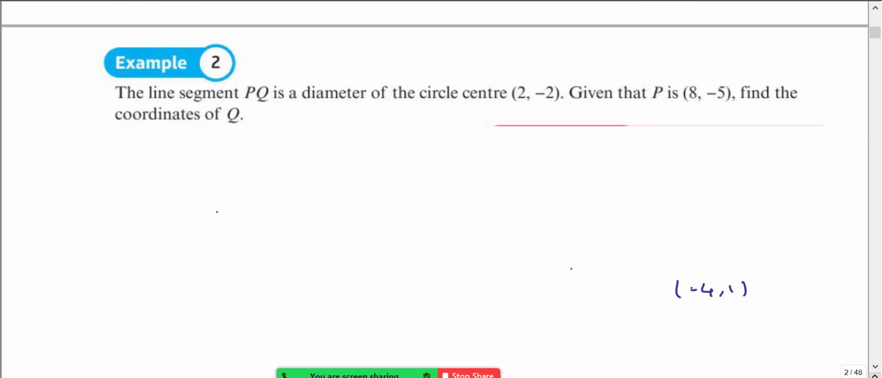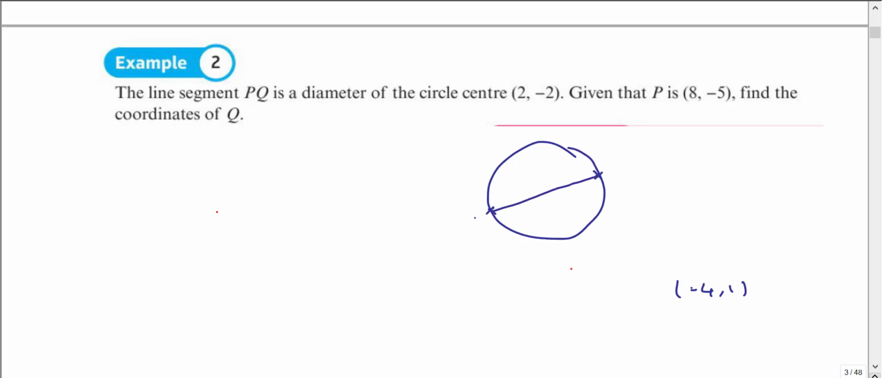Type Example 2. It says the line segment PQ is the diameter of the circle. So you have a circle and you have a diameter called PQ. Its center is 2 and -2. Given that P is 8 and -5, find Q. They are asking for Q, so we don't know Q.